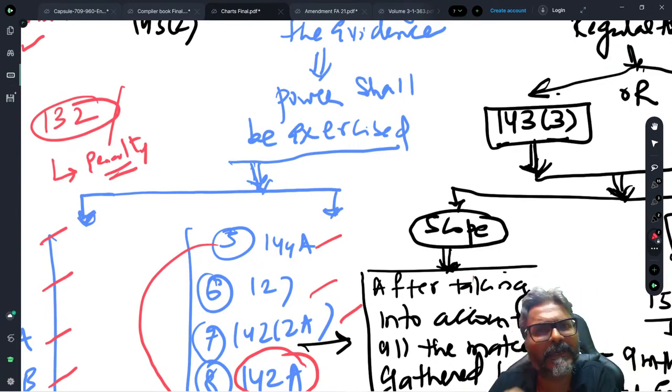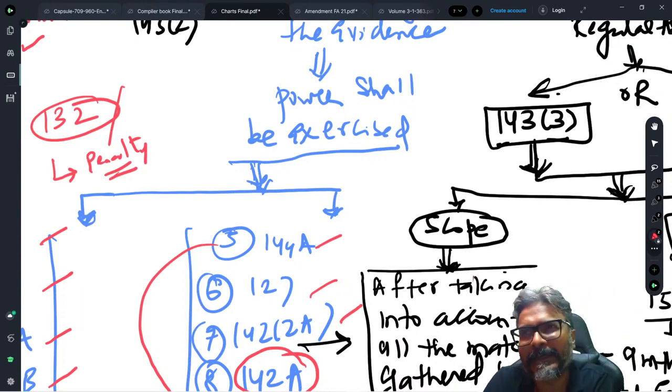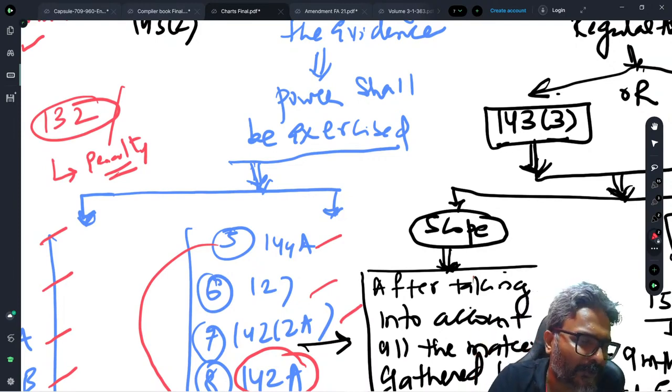So I'll be giving you the link, and on that basis, students, we'll meet up tomorrow for penalty. My target is that tomorrow we will complete penalty, or if not complete, at least we will be very near to completing the penalty. Day after tomorrow, students, we will do penalty if there is any leftover, and the appeals, revision and rectification. That is day after tomorrow.